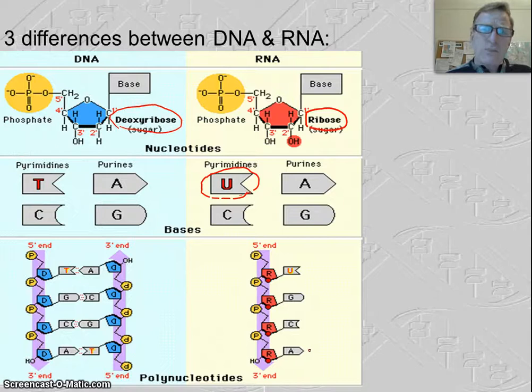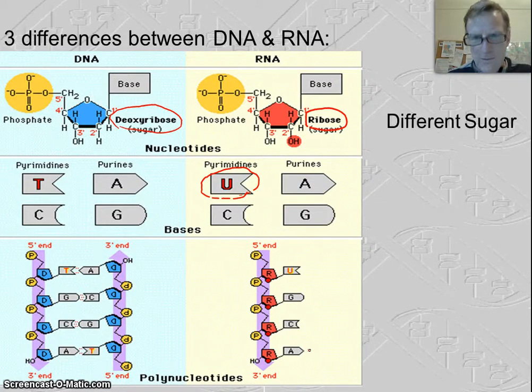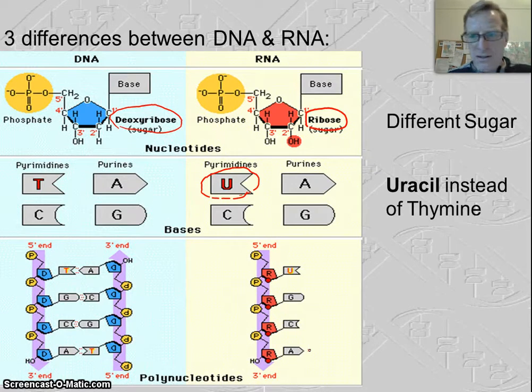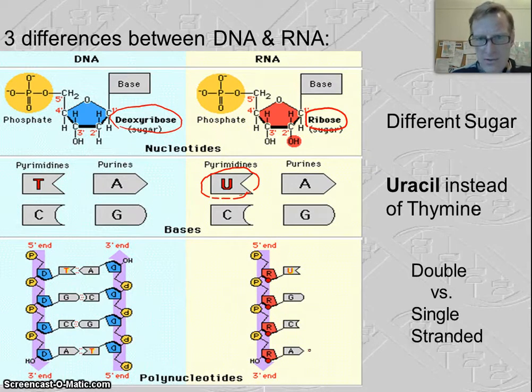And now let's talk about this process of taking the recipe, or the genetic information, from DNA and transcribing it into RNA and then making a protein. That's called protein synthesis. So here again are the differences: a different sugar, uracil instead of thymine, and double-stranded versus single-stranded.